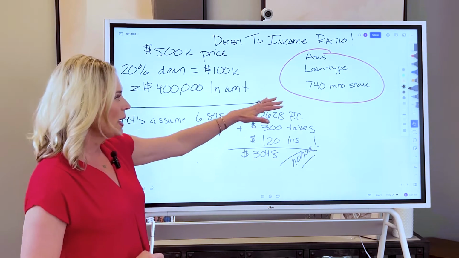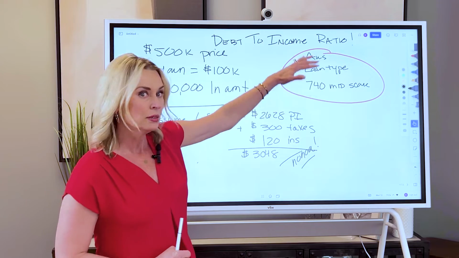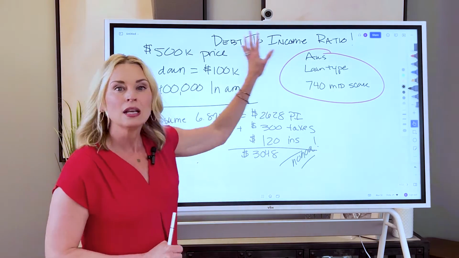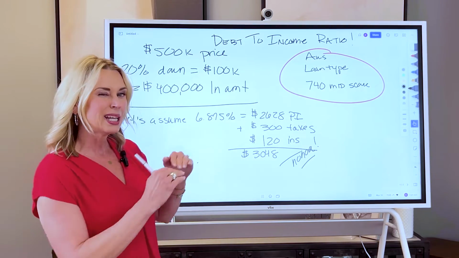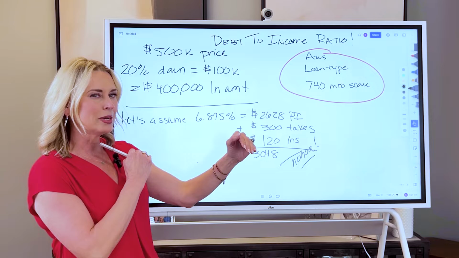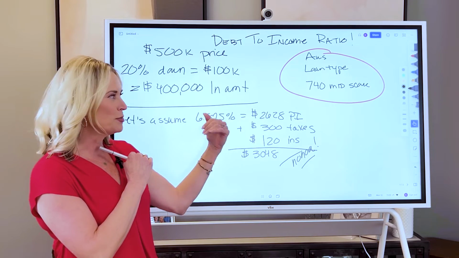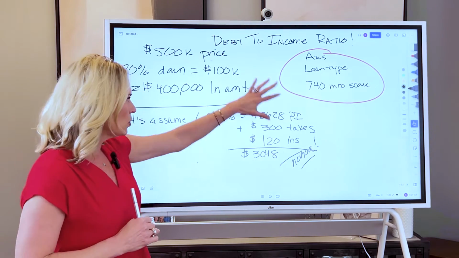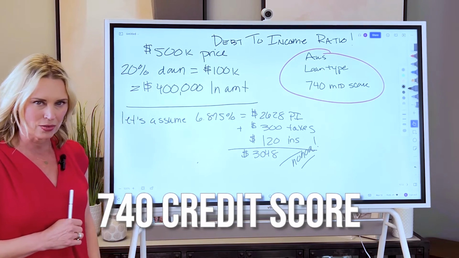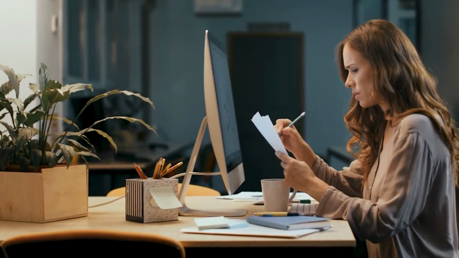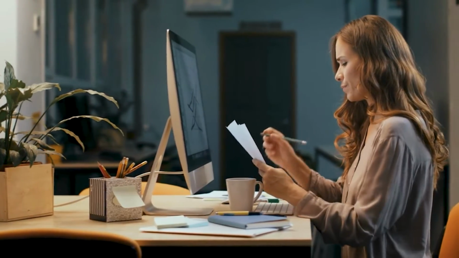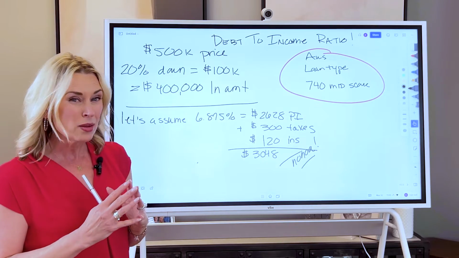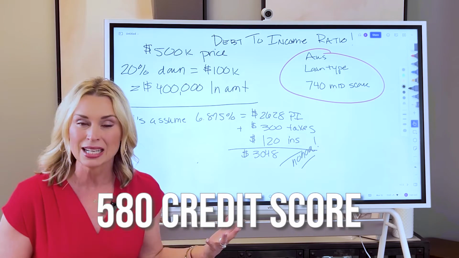That's the focus. Okay, loan type is going to dictate what's allowed, but I'm going to go middle of the road here when we start to chunk down the numbers, so stay with me. And then I'm also going to assume a 740 credit score. Please note that the lending guidelines will dictate the credit score required, and some programs would allow for down to a 580 credit score.